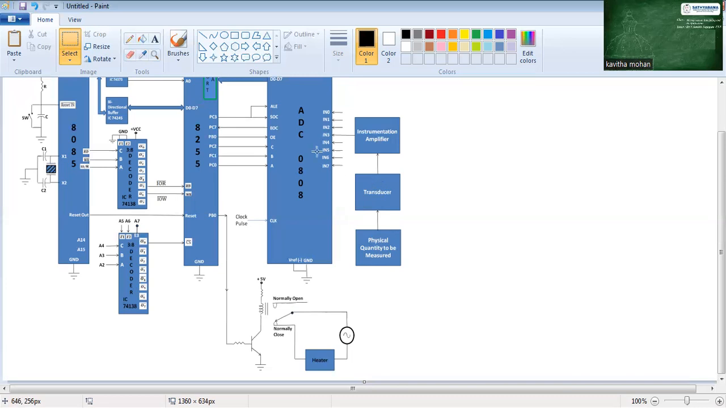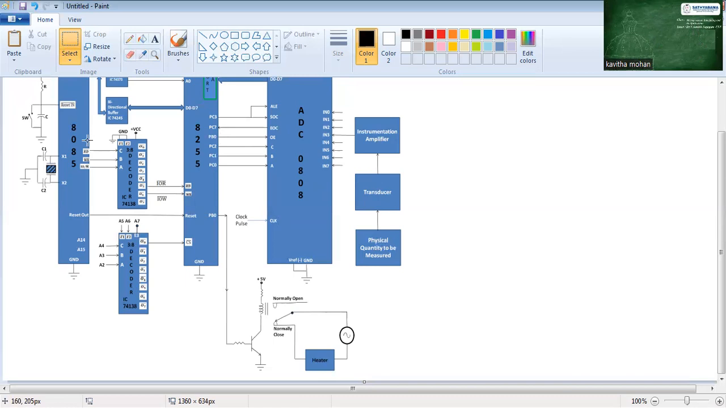For the A to D converter, whatever data is coming out of the transducer is an analog value. That analog value needs to be converted into digital. Only then can the digital signal be given to the microprocessor via 8255. Then the microprocessor will understand, okay, this is the heater temperature, and if the required temperature set by the user is the same, then we should turn off the heater.